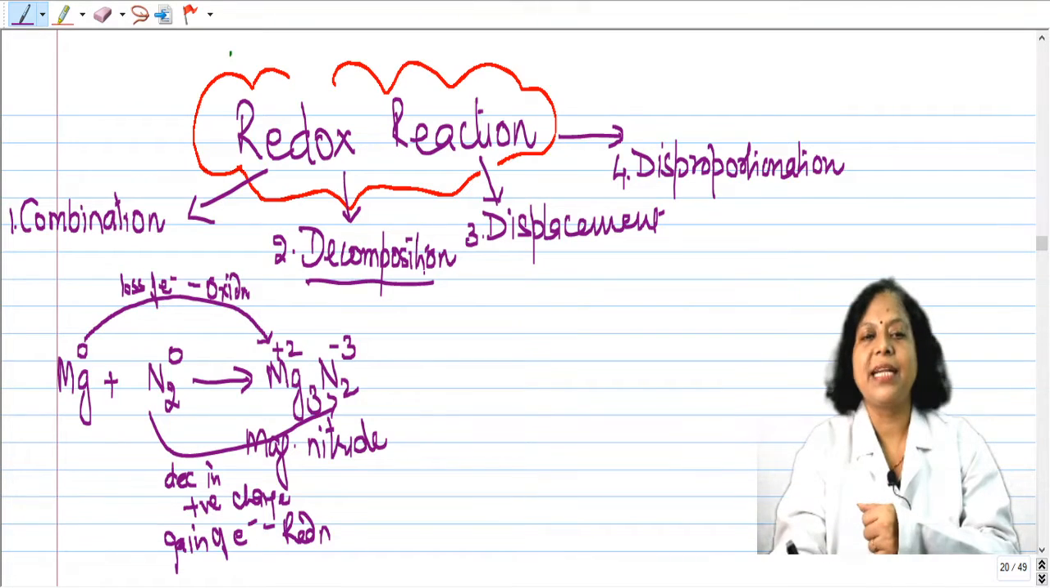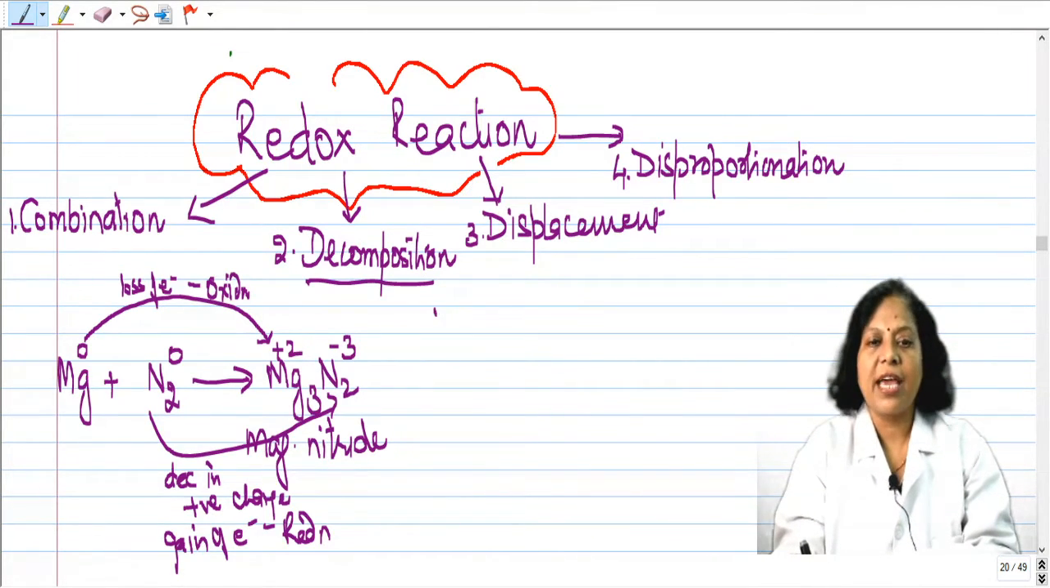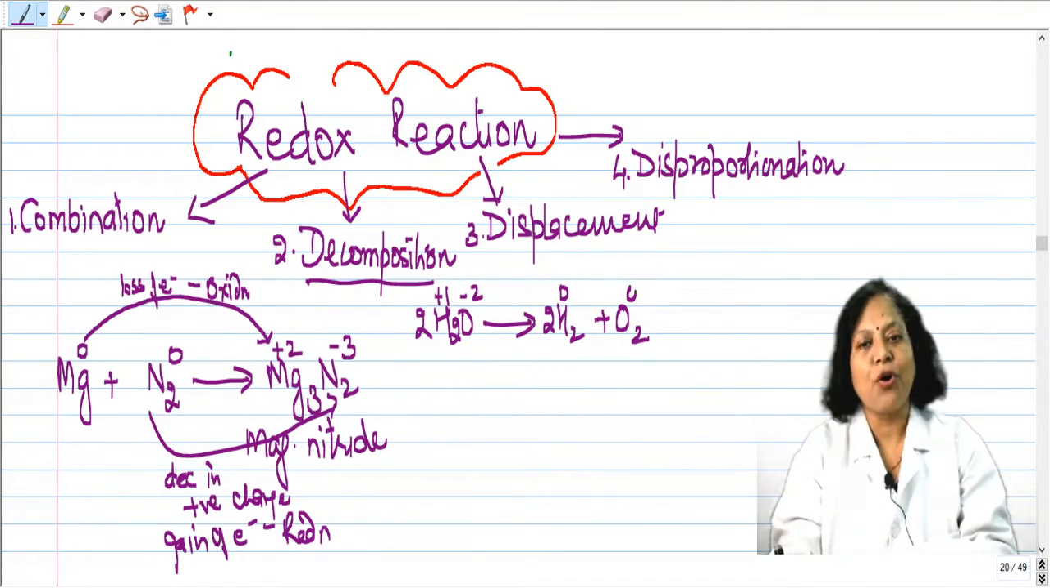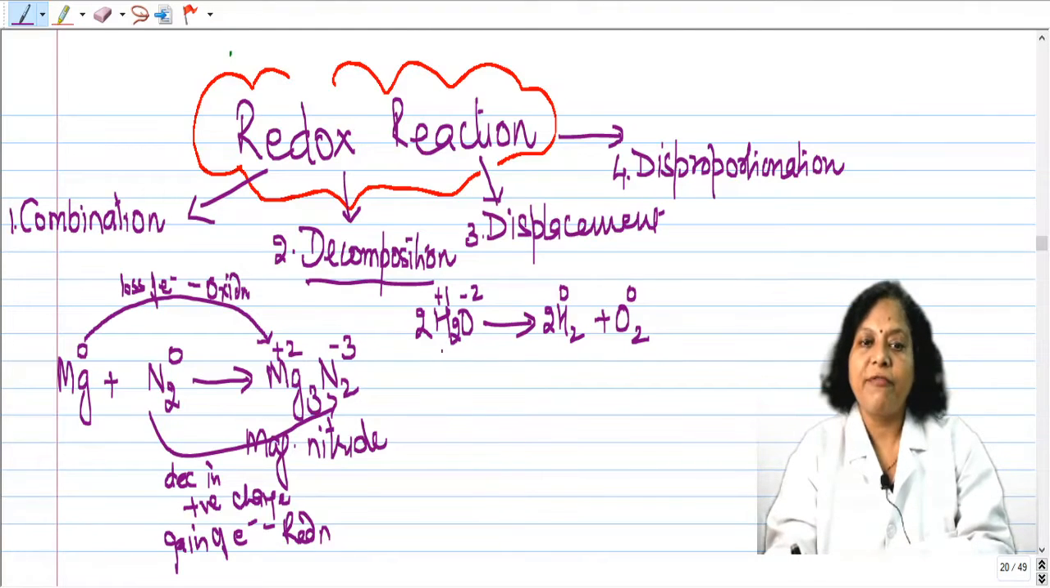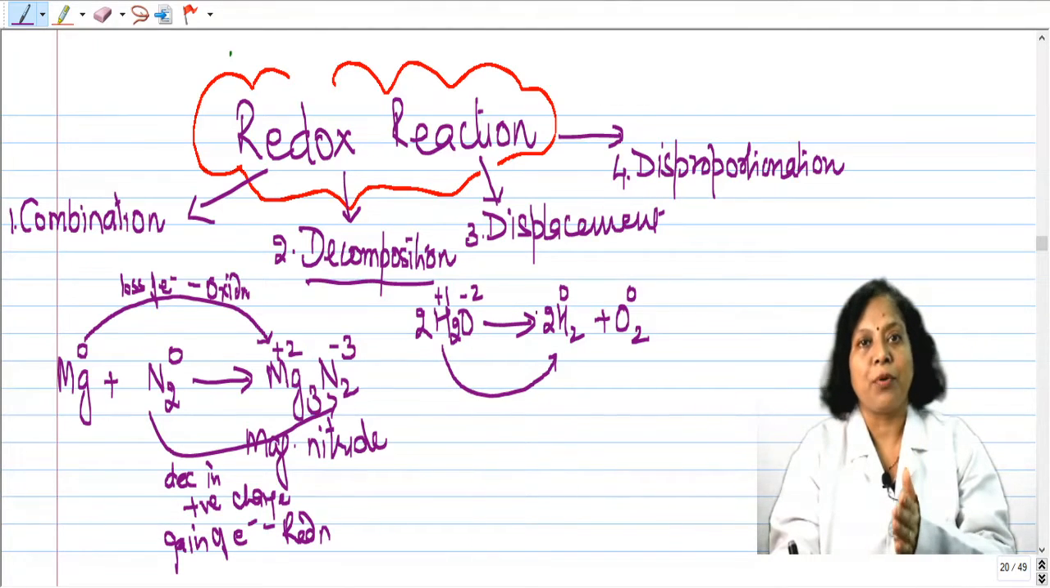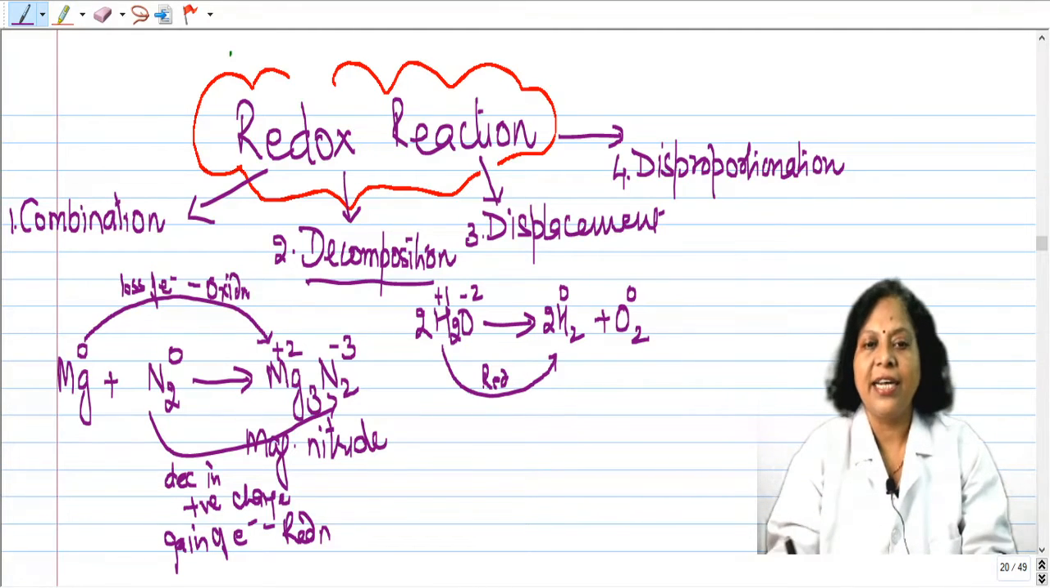Next, let's take up the example of decomposition. If we take water, now water decomposes into hydrogen and oxygen. Over here hydrogen has +1 charge and oxygen has -2 charge, and hydrogen in free state is 0, oxygen in free state is 0. So for hydrogen, +1 to 0, we are moving in the direction of decrease in positive charge. Decrease in positive charge is reduction.